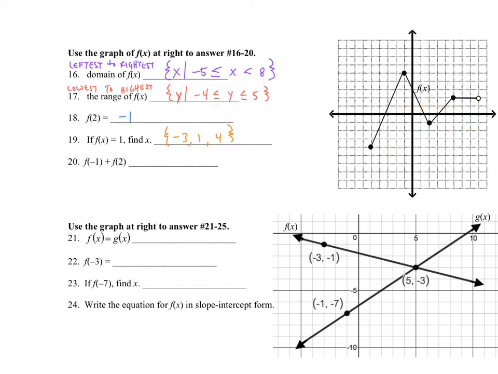Okay, so last piece here, f of -1, so again that's my x value. So I look up, when x is -1, y is 5. We're going to add that to, what's f of 2? So when x is 2, y is 1. So 5 plus 1, of course, is 6. So just equal 6.